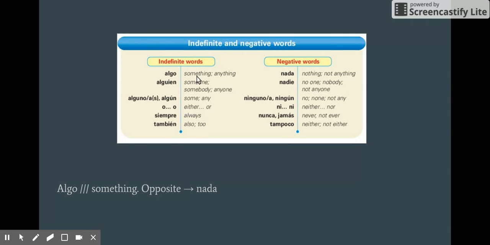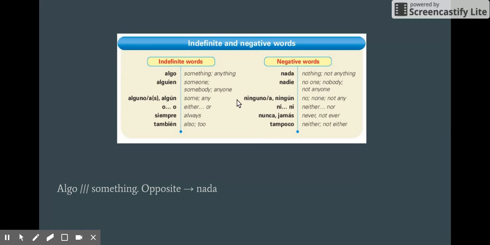So you can see here, algo means something. We know that in English, the opposite of something is nothing. So as you can see over here, nothing is nada. Same with alguien is someone. The opposite is no one, nadie. And likewise for all of these ones here. So know which ones relate to each other and then their definitions in English.